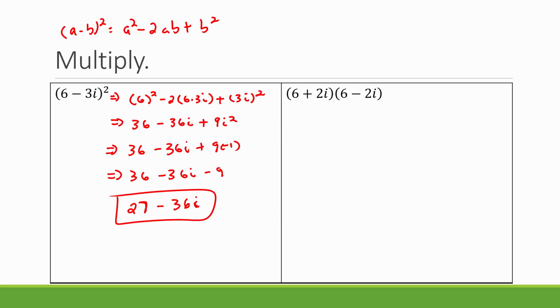Okay, so we have another special multiplication with this last problem here. We have 6 plus 2i times 6 minus 2i. That's the multiplication of the sum and difference of binomials. So a plus b times a minus b equals the first term squared minus the second term squared. Or you can use the full distributive property or FOIL to multiply it completely out.